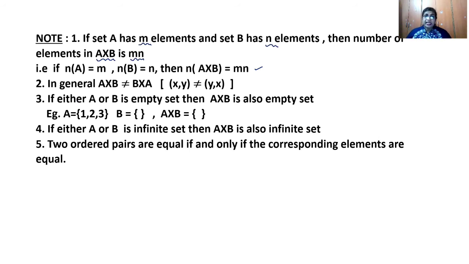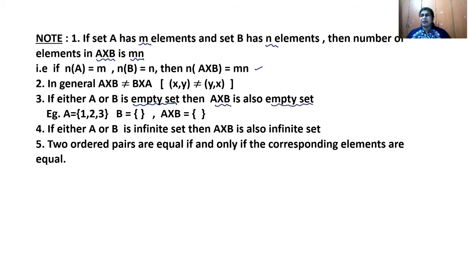Next, go to the third point. If either A or B is an empty set. How did I start with the definition? I told you the definition: let A and B be non-empty sets. So you have to take care of this word non-empty. But suppose by chance either A or B becomes an empty set, then what will happen to the cross product? I've given it in the third point. If A or B is an empty set, then A cross B also will become an empty set.